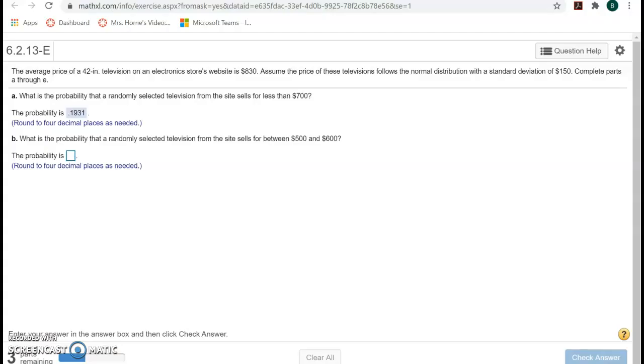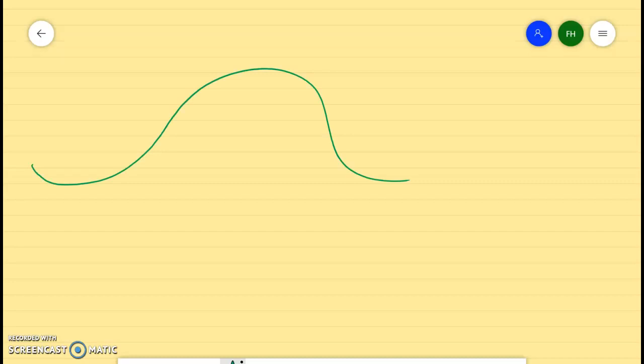The next part wants to know the probability that the television will sell between 500 and 600. I'm going to guess that that probability is going to be even smaller just because it's getting further and further away from 830. Of course, it is a bigger range, so it might not necessarily be true, but let's just see. 830, remember, is the mean, which would be 0. 500 would be over here somewhere, and 600 would be over here, and we want to know in between.